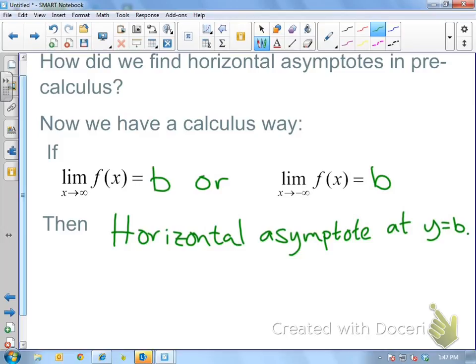So we learned in pre-calculus the only way an asymptote ever comes up is if we're dividing. That's when we get asymptotes. And when we were dividing, we looked at the degree of the numerator and the degree of the denominator, and we compared those values. Well, now we have kind of a quicker way. We have our calculus way where we can just take the limit as we approach infinity, and that will tell us what our horizontal asymptote is. So let's look at two examples of horizontal asymptotes, and then we'll look at vertical asymptotes.